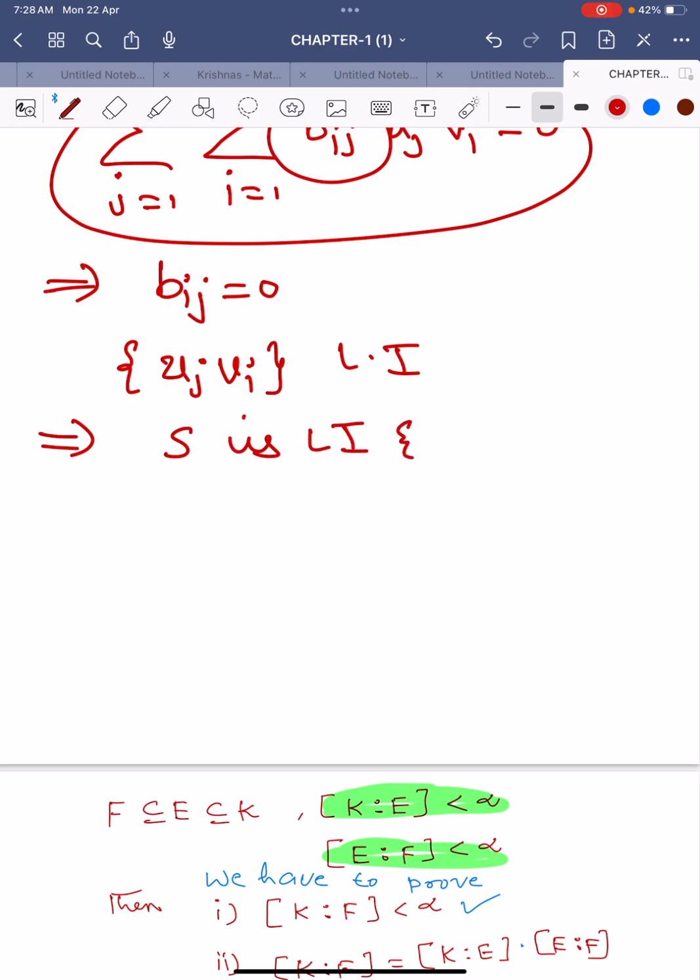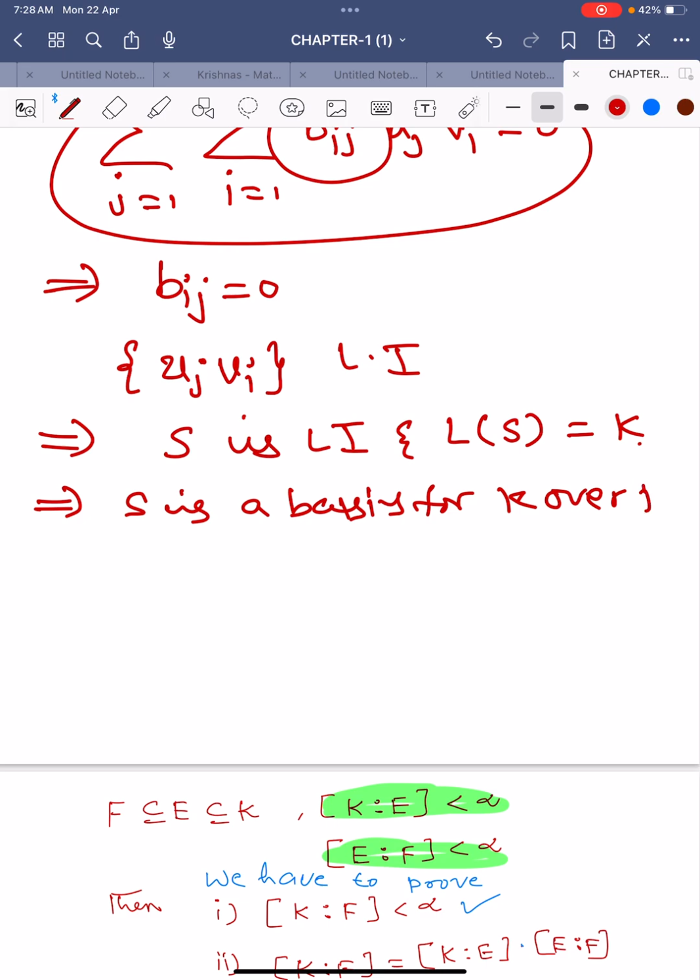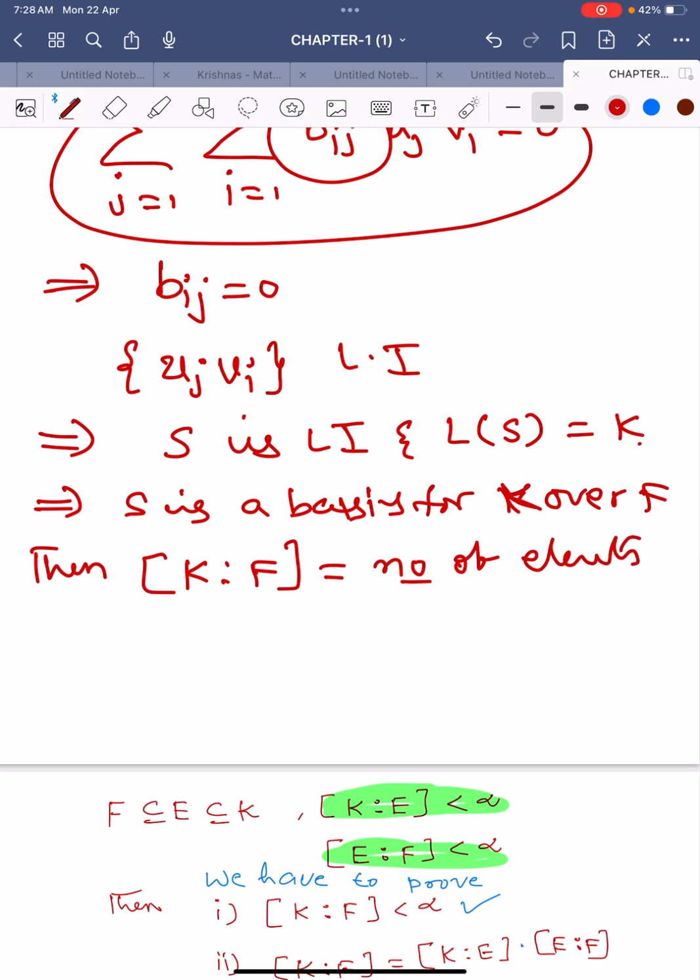S is linearly independent. Already we proved that L of S is equal to K. L of S is equal to K and S is linearly independent. Therefore, S is a basis for K over F. Remember that. S is a basis for the vector space K over capital F. Then the dimension of K over F is equal to the number of elements in the basis, the number of elements in S.